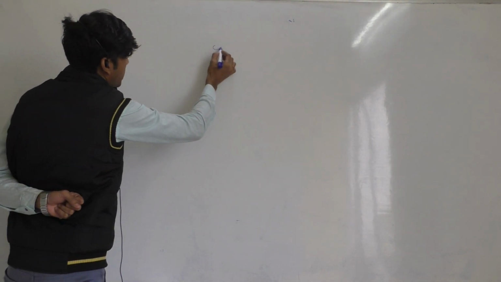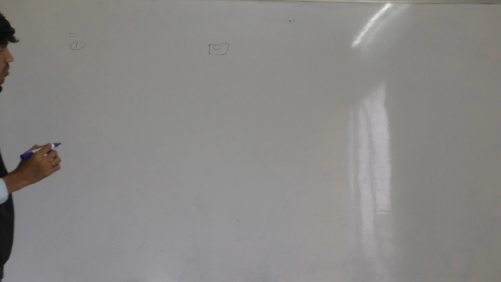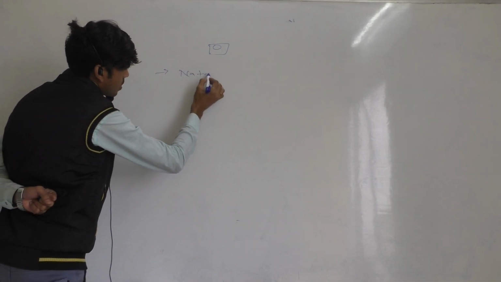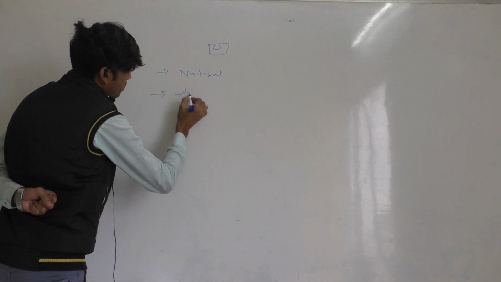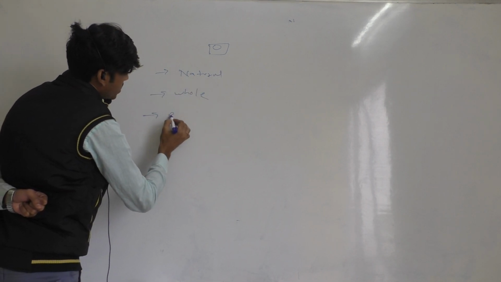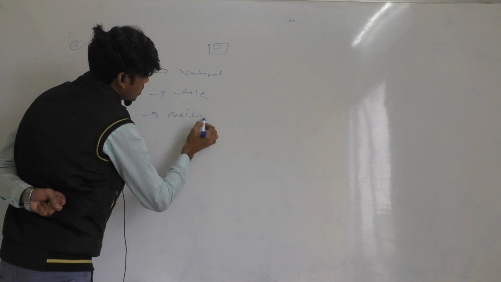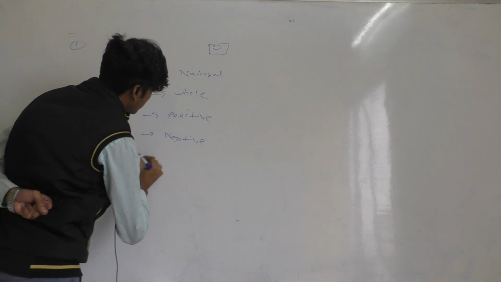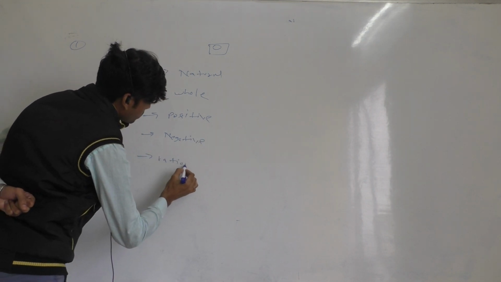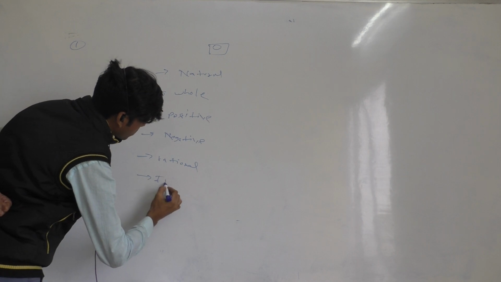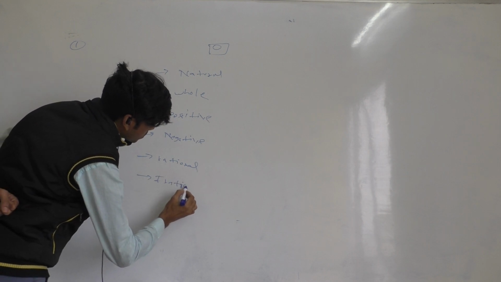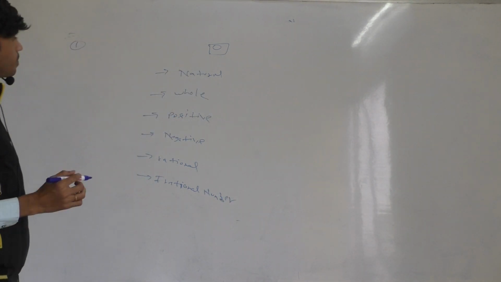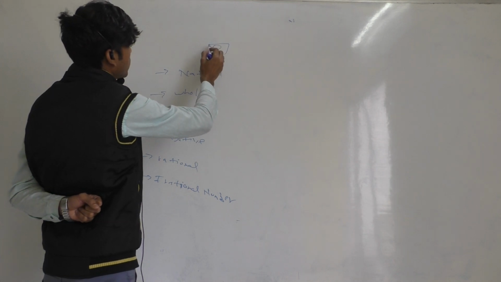Tell me what is 0. You can give multiple answers. Is it a natural number, is it a whole number, is it a positive integer, is it a negative integer, is it a rational number, or is it an irrational number? Sorry guys, my writing is not too good, but try to understand. Okay, so is 0 a natural number?